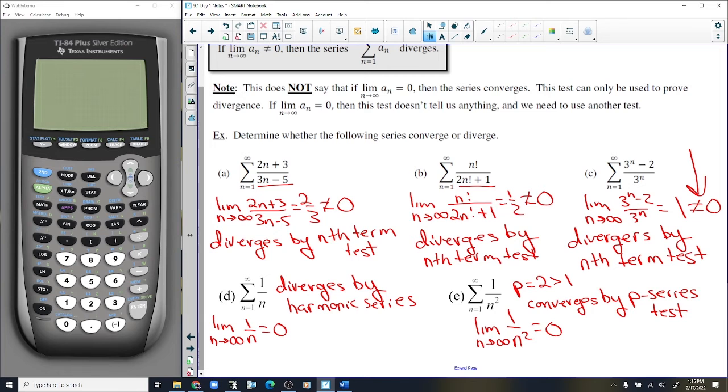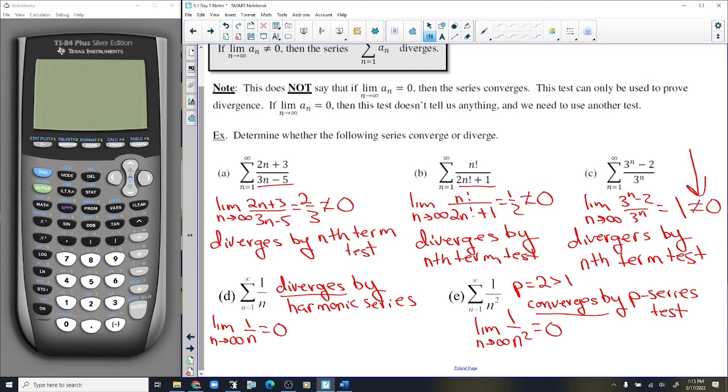But we haven't officially covered that, and that's not really the point. I don't need you to know how it converges or diverges yet. All I need you to know is that if the nth term test gives you 0, it could still go either way. We have an example where it diverges, we have an example where it converges. So we don't know anything. We use a different test.